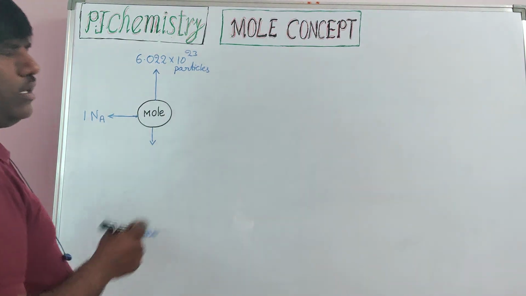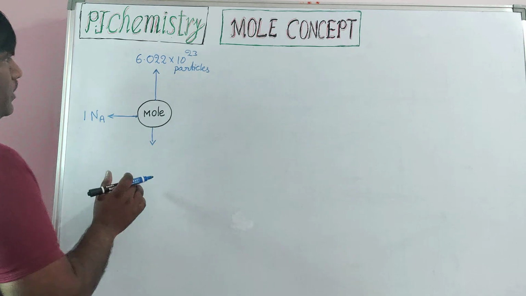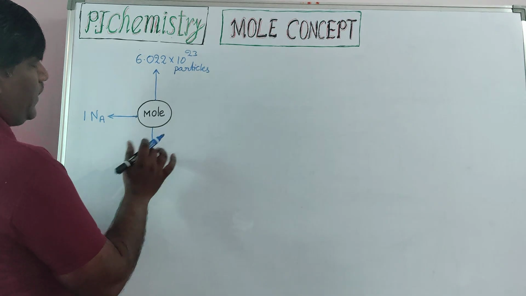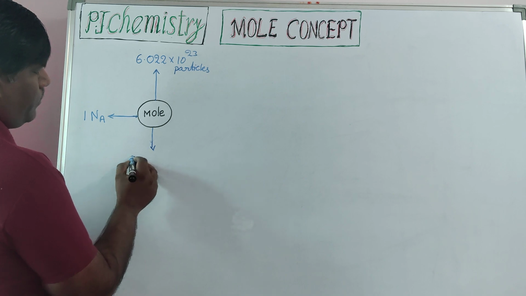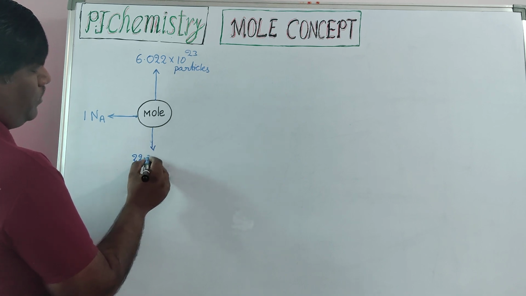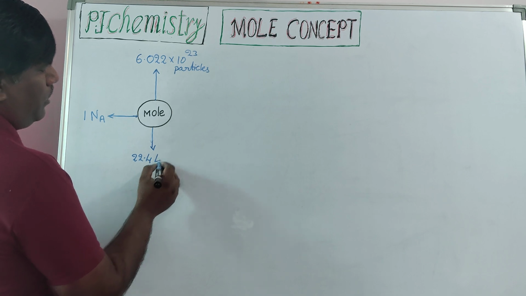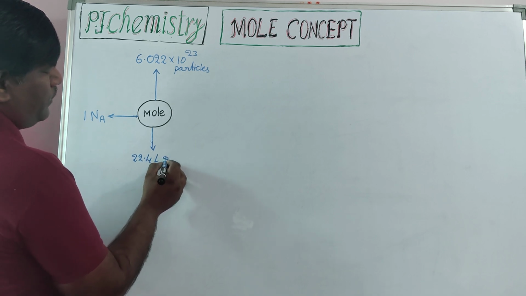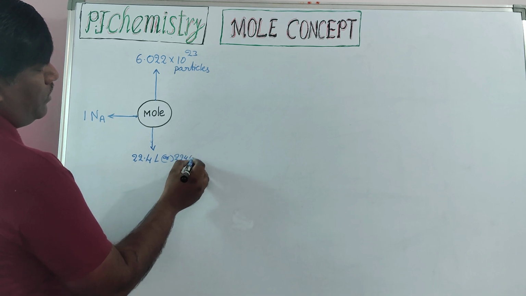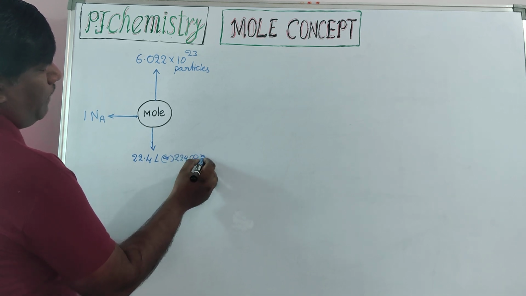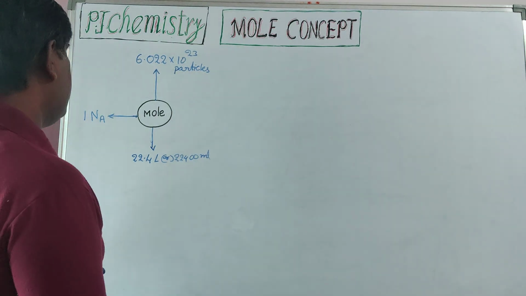occupies how many liters? One mole of any gas occupies how many liters? One mole of any gas occupies 22.4 liters, the gram molar volume. 22.4 liters or 22,400 milliliters. Okay.